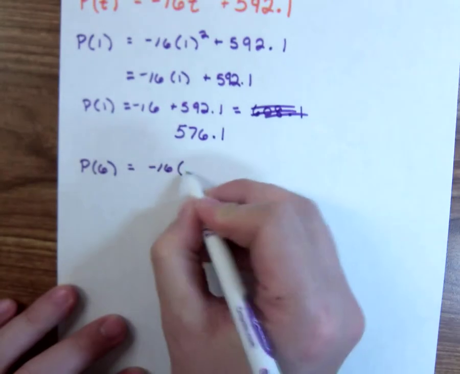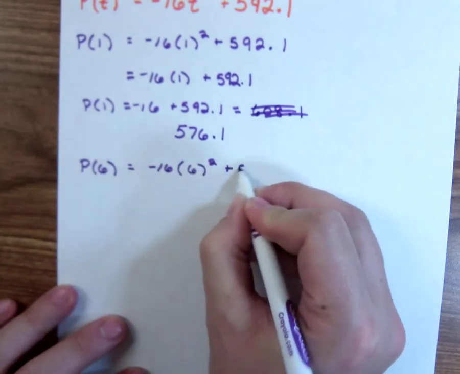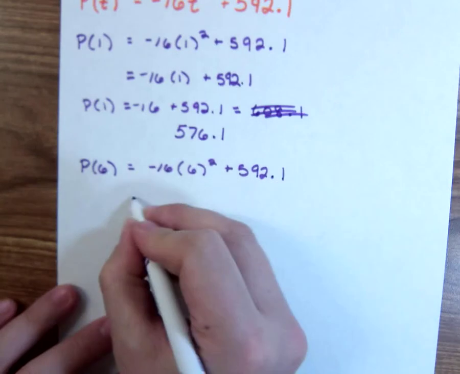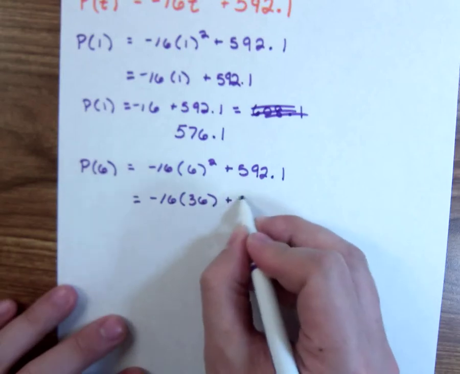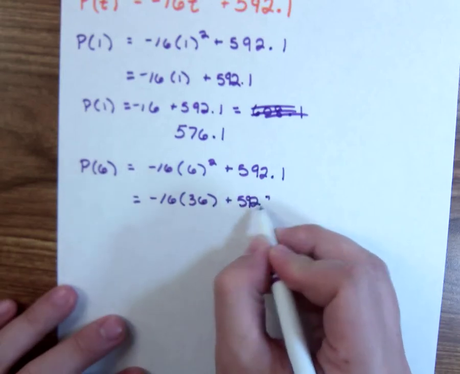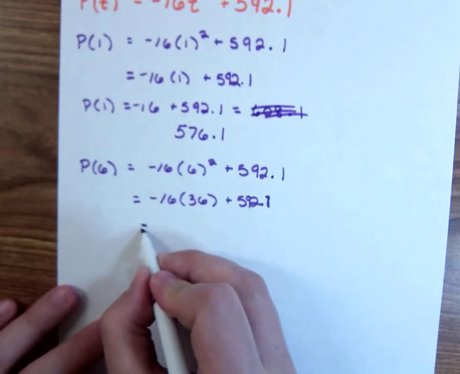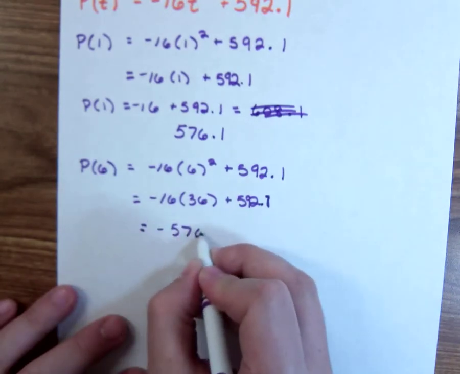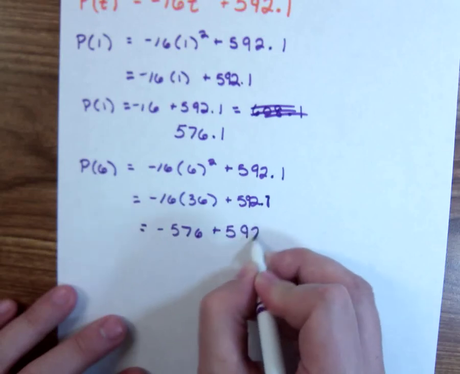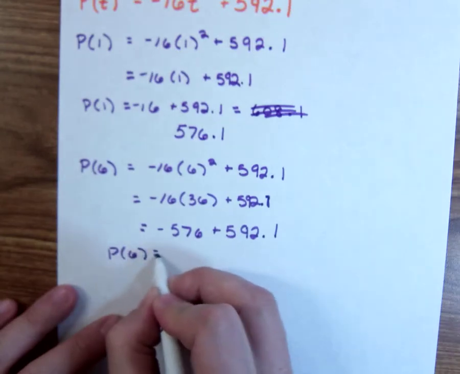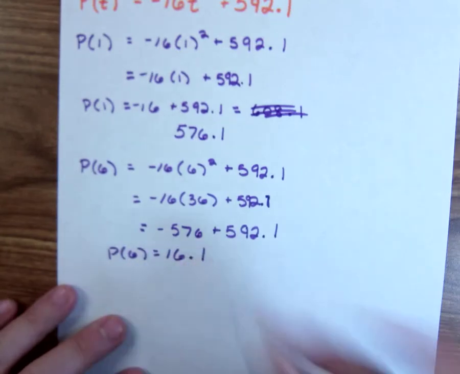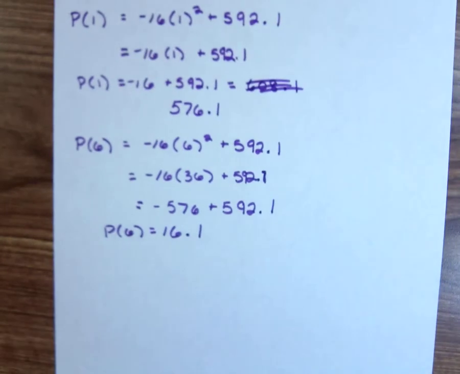Okay, where is it after 6 seconds? So negative 16 times 6 squared plus 592.1. So that's negative 16. 6 squared is 36. 16 times 36 is a much larger number. That's negative 576. So we know this is going to be very close to the ground. So P of 6 is equal to 16.1. So after 6 seconds, it's only 16.1 feet off the ground. That means at 7 seconds, what answer would I get?